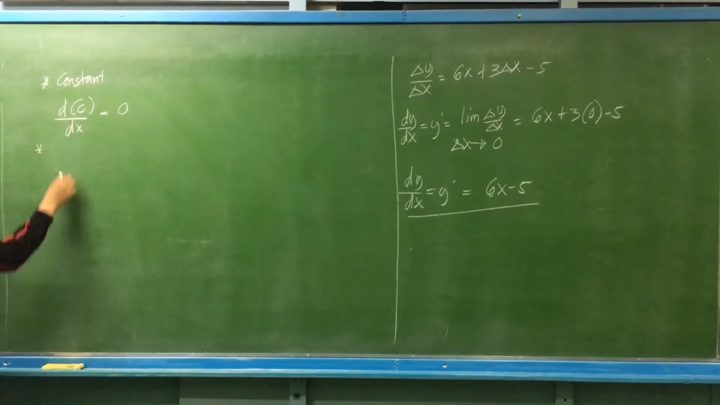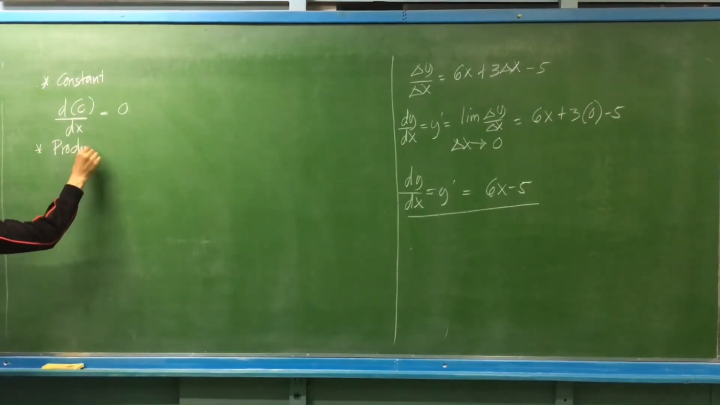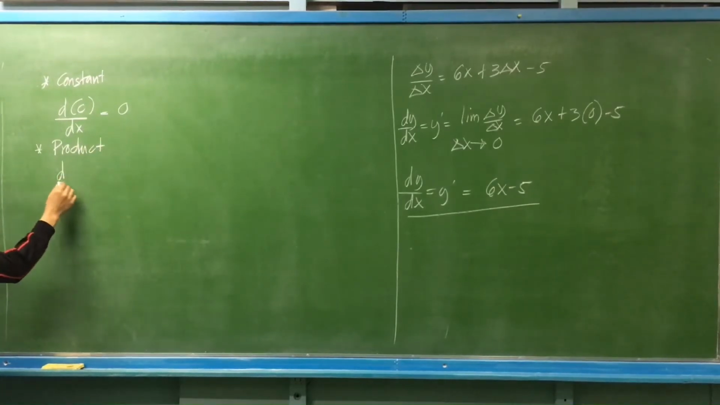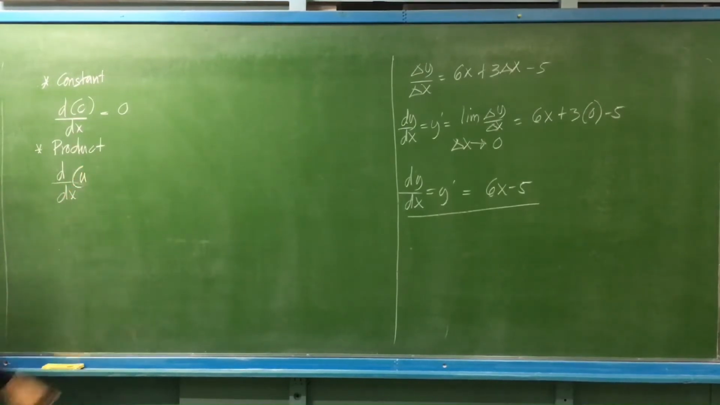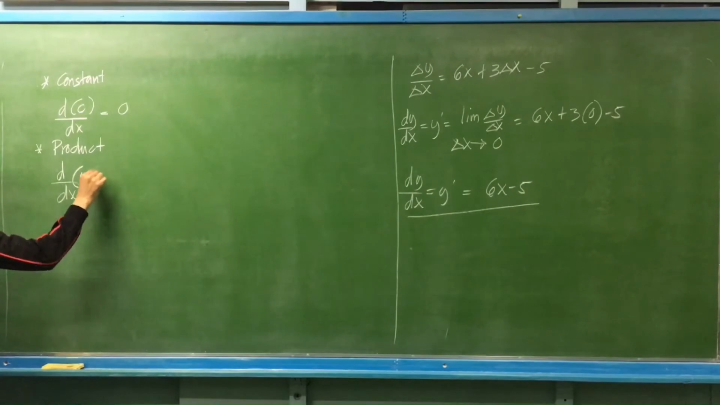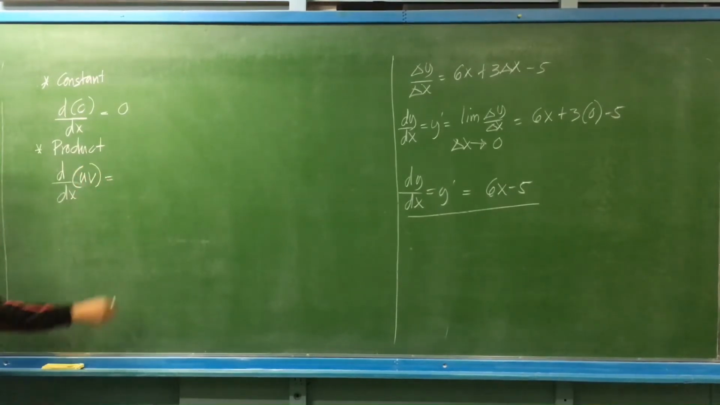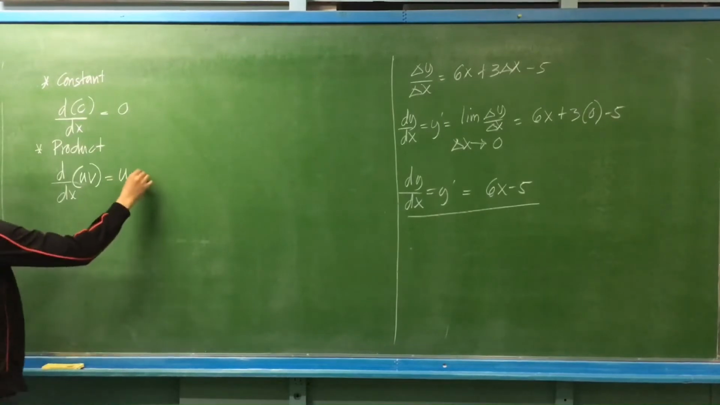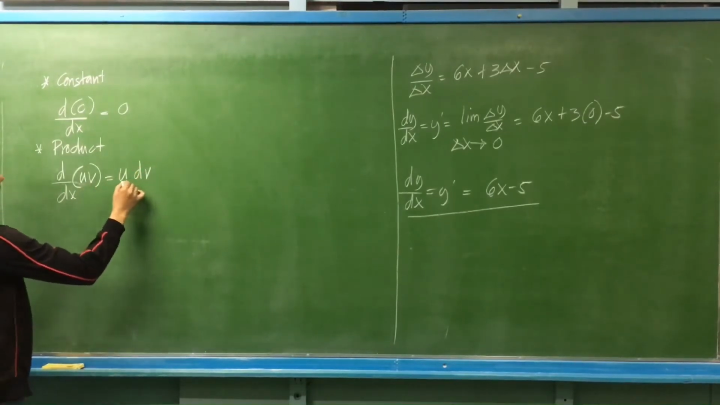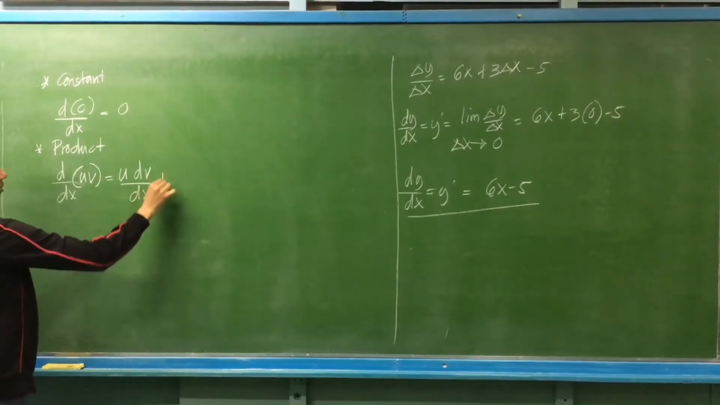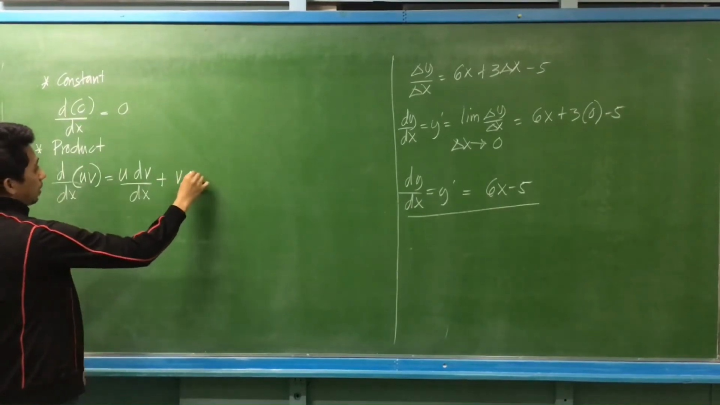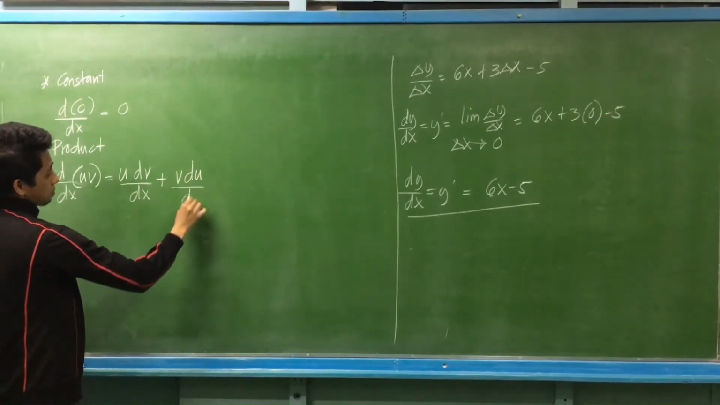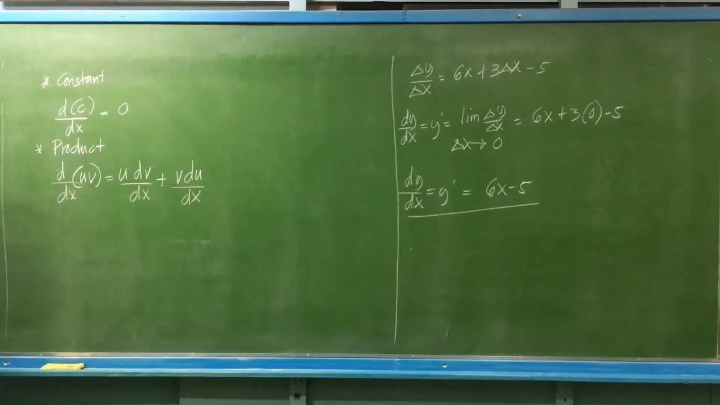Other than that, we may consider the derivative of a product. So for example, we have to determine the derivative with respect to x of the product of, let's say our first term is u, our second term is v. That will be equal to your first term, that is u, multiplied by the derivative of your second term, that is v, dv over dx, that is plus your second term multiplied by the derivative of your first term with respect to x. That will be the operation how to differentiate product of two terms.